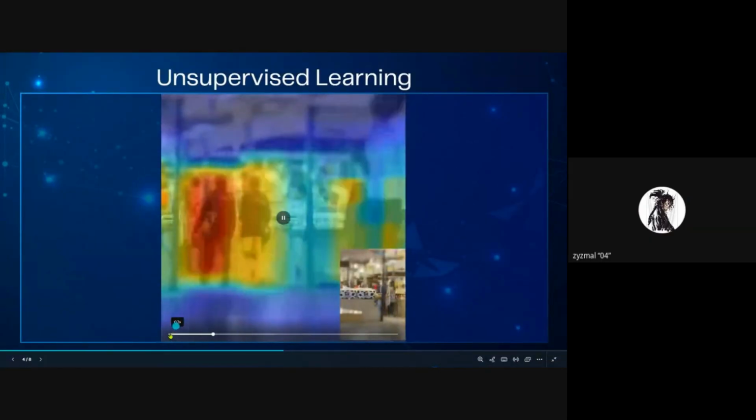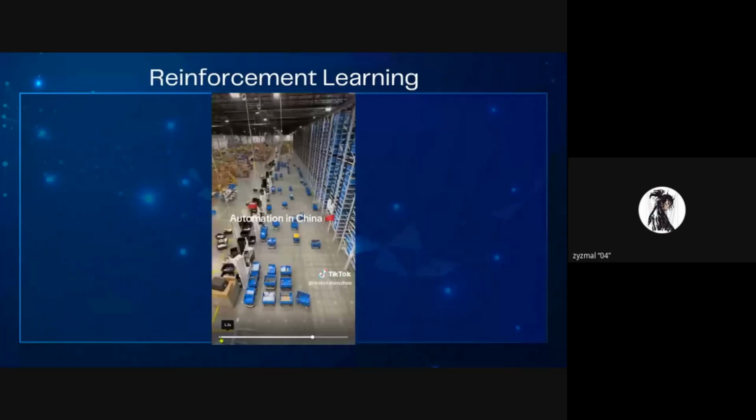My name is Izmal and I will talk about unsupervised learning. This clip shows how AI maps out where people crowd in a store. See the tiny video in the bottom right? That is raw security footage. The AI spots every person and tracks their footsteps.